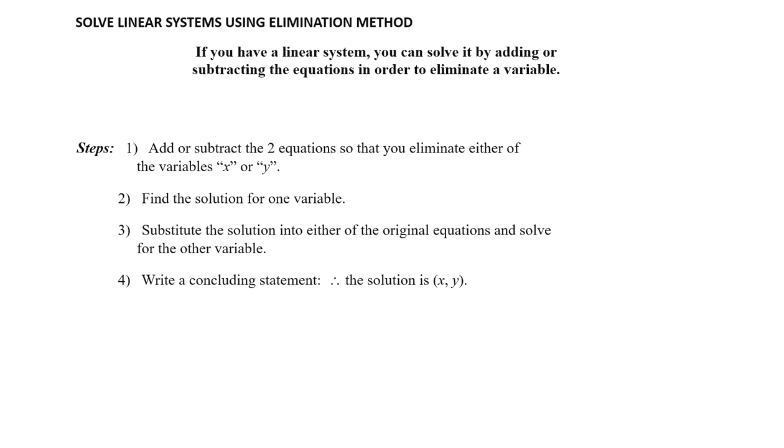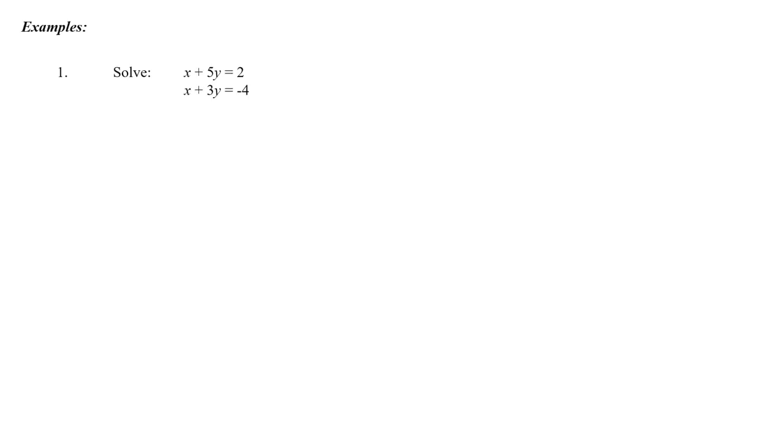So far, we've looked at graphing and substitution as means of solving for a solution of two equations. Now we have a third method called elimination. And this involves subtracting or adding variables in order to get rid of one. So here's our first example. We've got x plus 5y equals 2, x plus 3y equals negative 4.